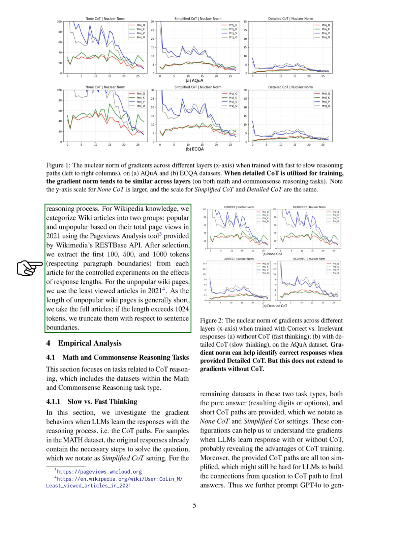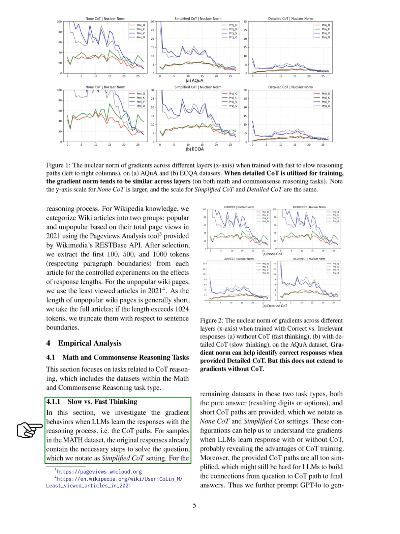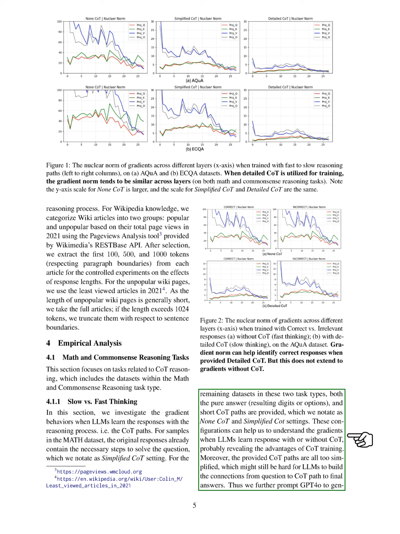Next, we focus on tasks involving reasoning, specifically in math and common sense reasoning. We examine how LLMs behave when learning responses that include reasoning steps, referred to as chain of thought, COT, paths. In the math dataset, the original responses already include the necessary steps, which we call the simplified COT setting. For other datasets, we provide both direct answers and short COT paths, labeled as non-COT and simplified COT settings.